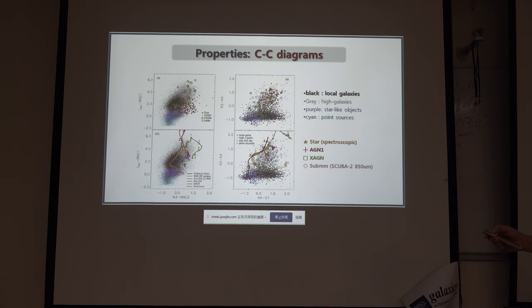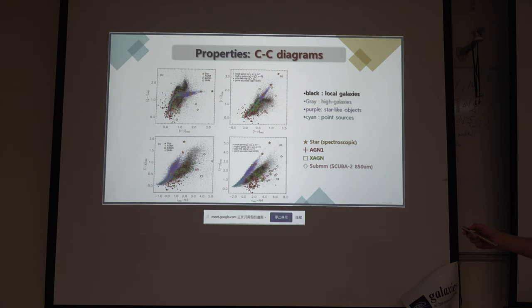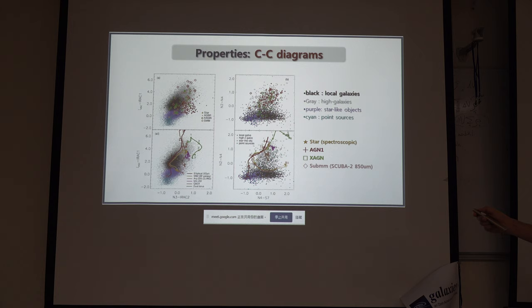And one interesting thing is the N2, N4 color. In the optical color diagrams and near infrared optical color diagrams, the local galaxies and high redshift galaxies stay together, but the N2 and N4 bands are really effective to separate these two different types of galaxies.